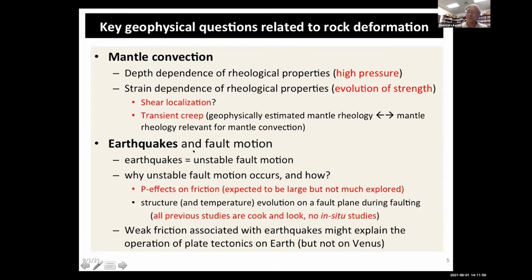Regarding earthquakes, earthquakes are unstable fault motion, okay? And the questions related to earthquakes are, for example, under which conditions does unstable fault motion occur, and how does it occur? Related to those questions, a few issues are obvious which can be addressed by synchrotron. Earthquakes are unstable fault motion, so we have to address the stability of fault motion, and stability of fault motion is very sensitive to pressure. However, previous rock friction experiments were done only at very low pressures, less than 100 MPa, not GPa. And again, the stability or instability of friction really depends on tiny modifications to the fault properties.